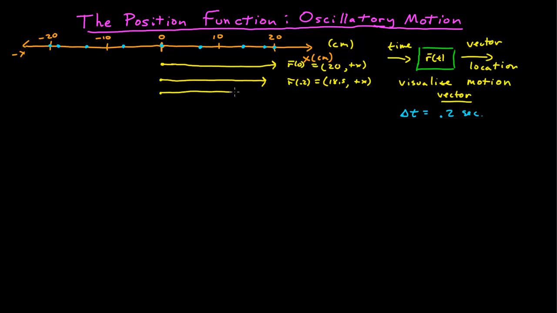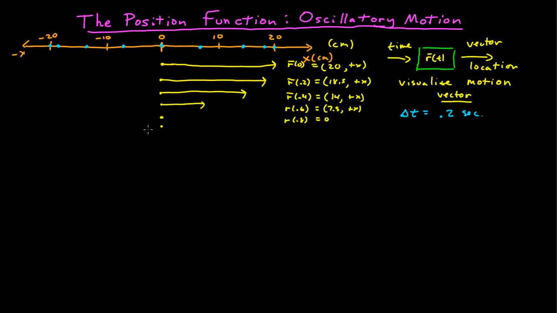And so at 0.4, our vector is shrinking. Now, this is a magnitude of about 14 centimeters along the positive x-axis. And then at 0.6, it's down to about 7.5. R of 0.6, we say 7.5 along the positive x-axis. And at 0.8 seconds, it's at 0. R of 0.8 is 0.